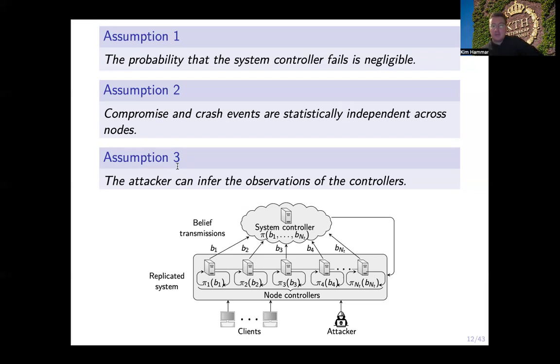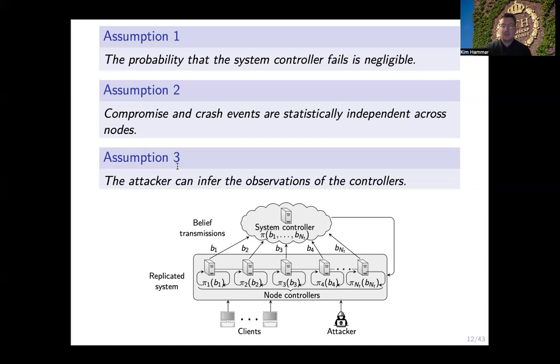The second assumption is stronger, and that is that compromise and crash events across nodes are statistically independent. This assumption means that the nodes have to be geographically distributed so that power outages and those kinds of failures become independent. And furthermore, we need to run different software and different operating systems on the nodes so that with high probability, they do not share any vulnerabilities. Finally, since we do not know what the attacker knows about the system, we make this standard game-theoretic assumption that the attacker knows everything. So it could be an insider, for example.